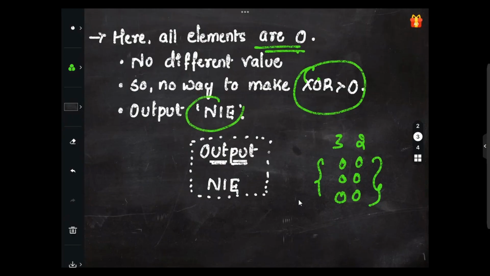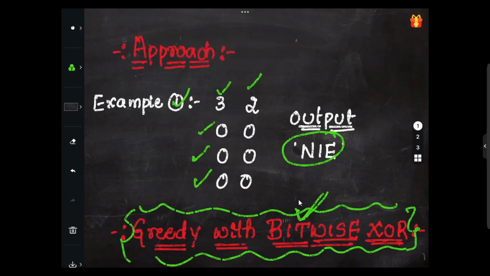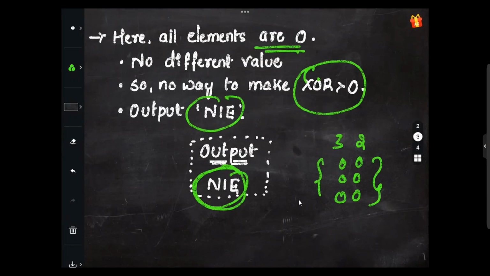So what we will do, we will output NIE. If it is not possible, we have to output NIE. If it is possible, then we have to display the number along with the keyword TAK, right? So here it is not possible, so we will output NIE. The output that we got here is NIE, which is equivalent to the output that they have given for example 1 within the question. So our approach works absolutely correct in this case, right?